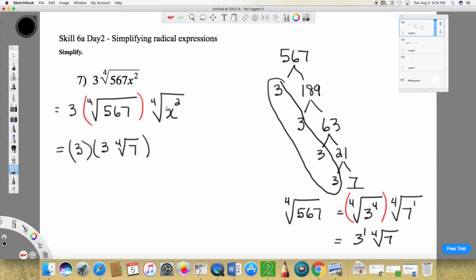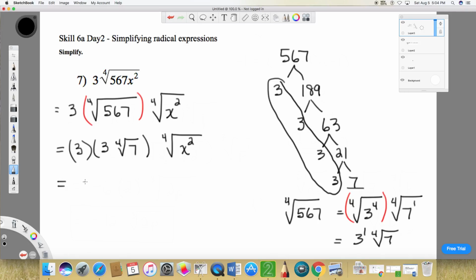And when we look now at this variable, it's only x squared. We only have 2 factors. So it's not enough to simplify. We'd have to have at least 4 or more factors to be able to simplify that. So now we've got the right answer. We just need to put it in the correct form.